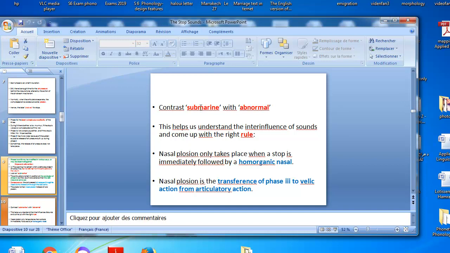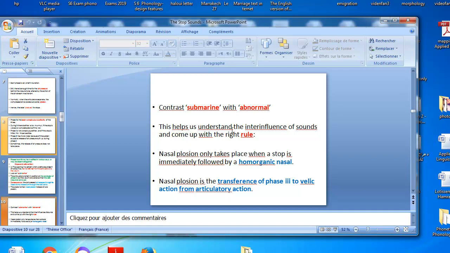But in here we say submarine. The air which is kept for B is still held here in the mouth, but it goes through what? Through the nose, because of the Velic opening here. And in abnormal, there is no Velic opening in B.